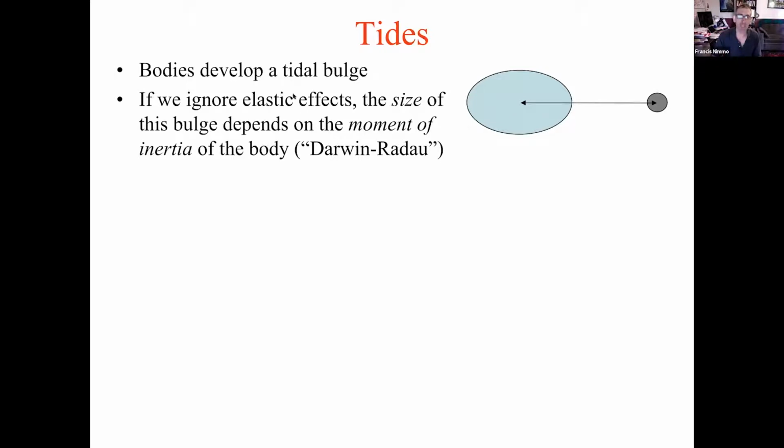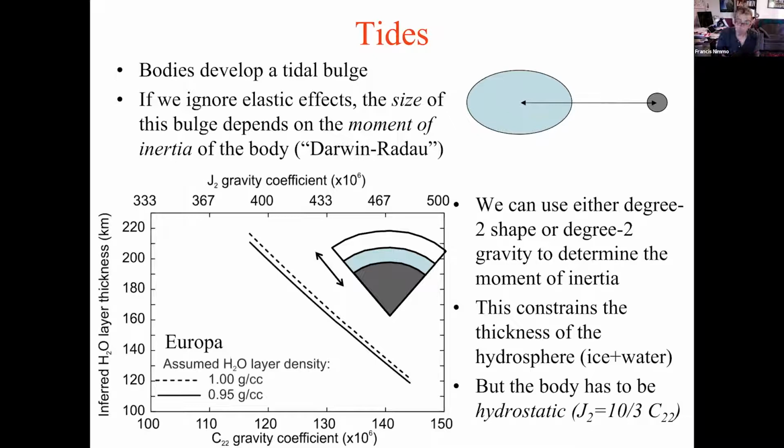If you can ignore the elastic effects, then just from measuring the size of the bulge, that tells you the moment of inertia. And the moment of inertia is important because it tells you about the distribution of mass inside the body. And so this is just one example for Europa. What I'm showing on the horizontal axis is a gravitational measure of how big the tidal bulge is. So the horizontal axis is just basically the size of the bulge. And then the vertical axis, it's being interpreted as the thickness of the ice plus water, the hydrosphere. But you can really think about this as just the moment of inertia.